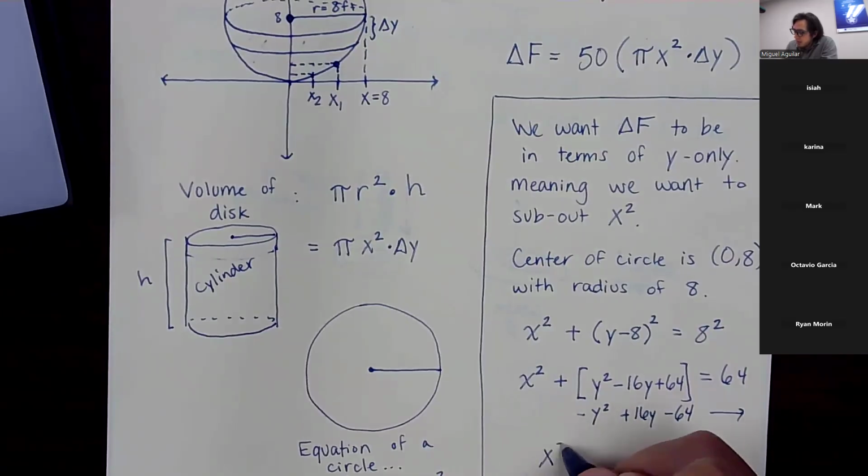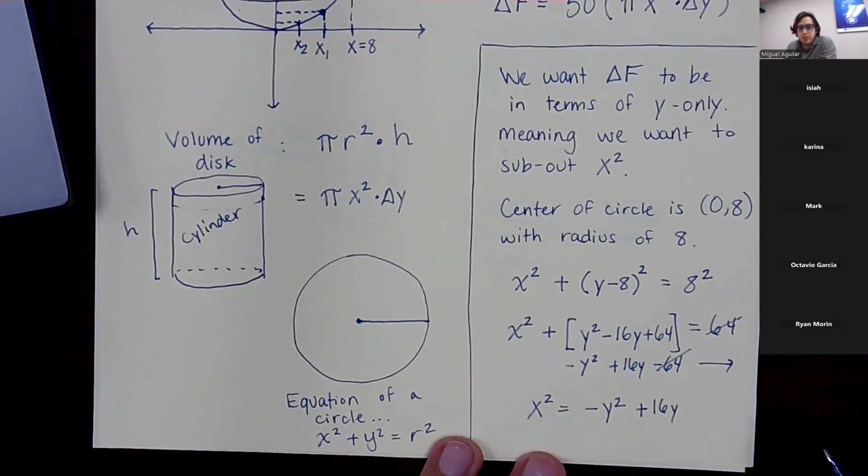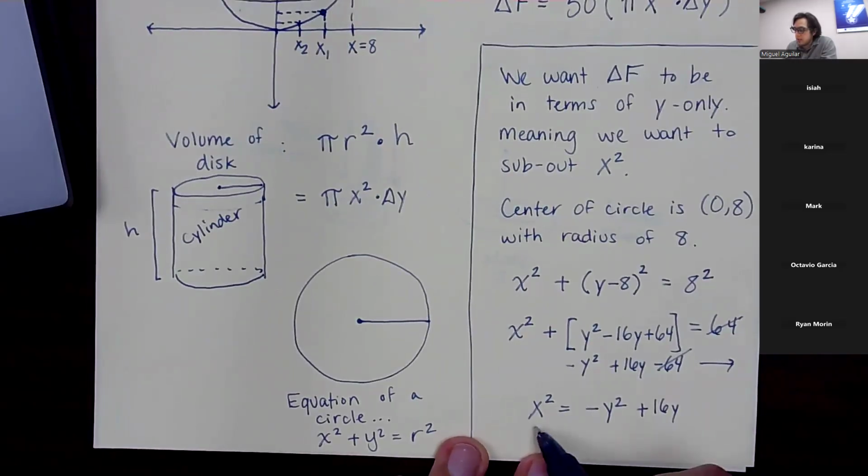So what I'm going to end up with is x squared is equal to, I'm just going to put negative y squared because that's moving over to the other side. Then we'll have a positive 16y. And then when we have 64 minus this 64, those are going to cancel out. Okay. So x squared is equal to this expression here.